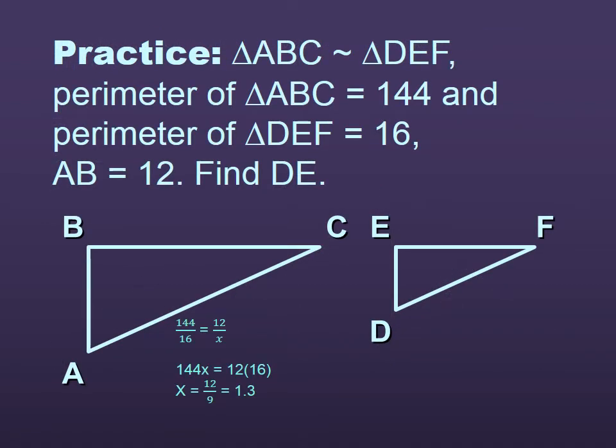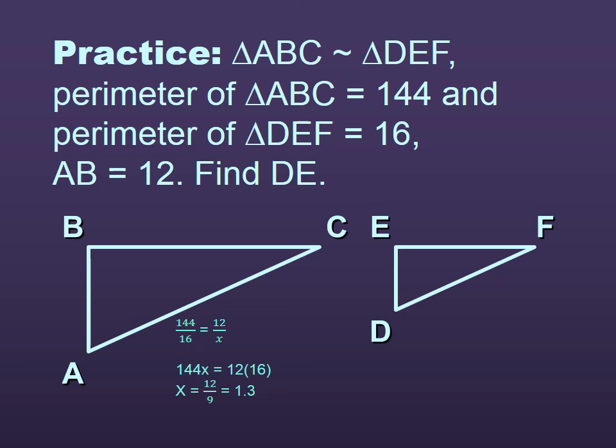Triangle ABC is similar to triangle DEF. The perimeter of ABC is 144, and the perimeter of DEF is 16. Side AB is equal to 12, and we want to find side DE. Remember, the ratio of the perimeters is equal to the ratio of the sides, which means that 144 over 16 equals 12 over x. The reason I chose to write 12 first is because I started with 144, and it has to correspond: AB corresponds with the perimeter of ABC. So 144 over 16 equals 12 over x. I cross multiply, and I get 144x equals 12 times 16.